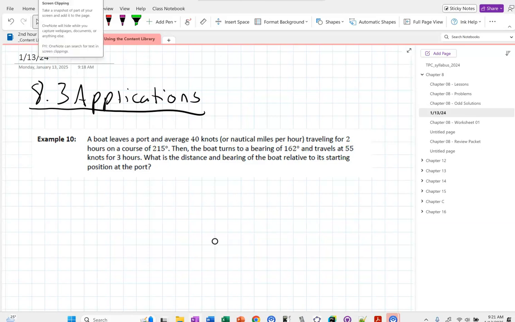It says here that a boat leaves a port and averages 40 knots, that's nautical miles per hour, traveling for 2 hours on a course of 215 degrees. Then the boat turns to a bearing of 162 degrees and travels at 55 knots for 3 hours. What is the distance and bearing of the boat relative to its starting position at the port?